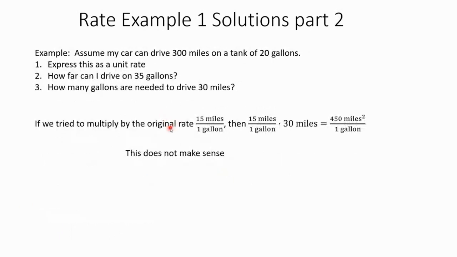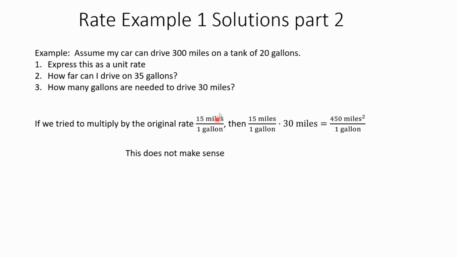For part 3, we want to know how many gallons are needed to drive 30 miles. Here you have to be a little bit careful. I mean, we have 15 miles per gallon, right? But if you just multiply that by 30 miles, well, there's no unit cancellation, right? We have a problem then. Namely, if we took the 15 miles per gallon, again, I put a 1 here, but if you don't put a 1 here, it's understood to be 1.